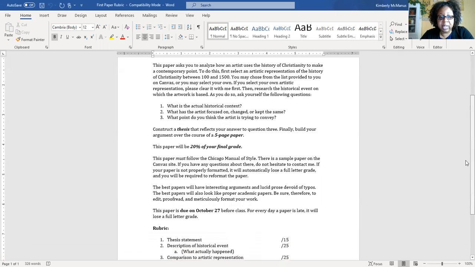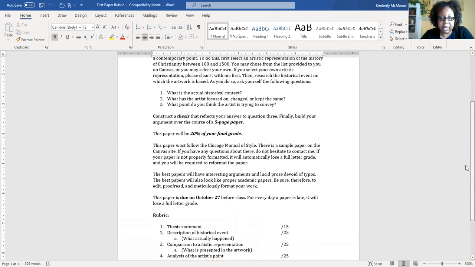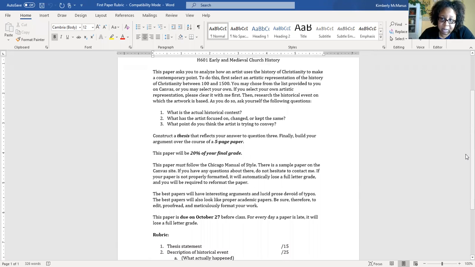So when your professor gave you a lot here, always look to see what the professor is asking you to do. She or he, I'm not sure what your professor is, the gender. But your professor gave you a sample paper. So I hope that you review the sample paper before beginning your own paper. It says if you have any questions about this, do not hesitate to contact me.